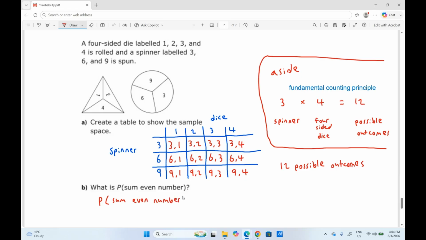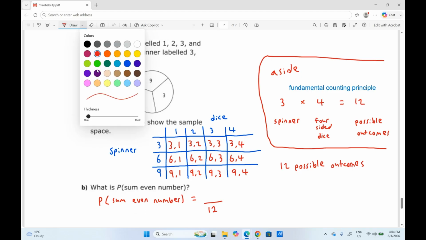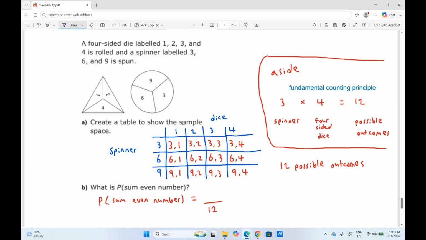What that means is, well, first off, we know our denominator is going to be our total possible outcomes, so that's going to be 12. However, our top number now, we have to ask ourselves this. If I add these numbers that I got from the spinner and the dice, which numbers would add together, because sum means to add, and those numbers would be even.